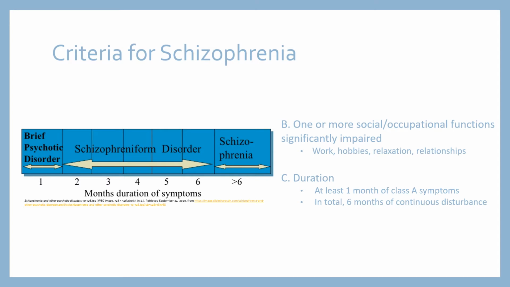So at least 1 month of class A symptoms that we talked about earlier, but that's not enough. In total, 6 months of these symptoms needs to be continuously observed for the patient to be diagnosed with schizophrenia. And if you look at the picture here, 1 month in total would just be a brief psychotic disorder. Between 1 and 6 months is called schizophreniform disorder, and more than 6 is schizophrenia. And these are just how the diseases are classified.